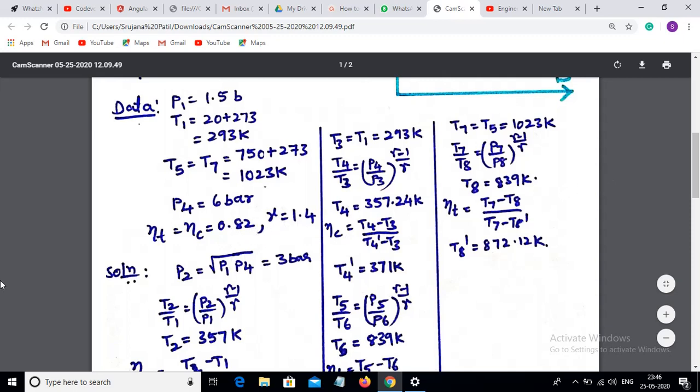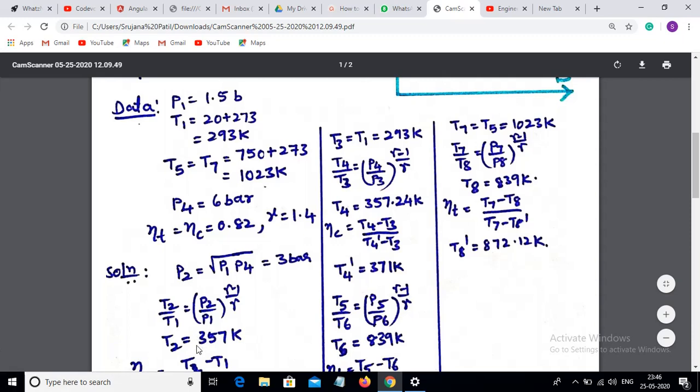So I have already explained how the intermediate pressure can be calculated. That is, P2 is the intermediate pressure. It is equal to the square root of initial pressure P1 and final pressure P4. So P1 is 1.5 bar, P4 is 6 bar. If you multiply and take the square root, it will be 3 bar.